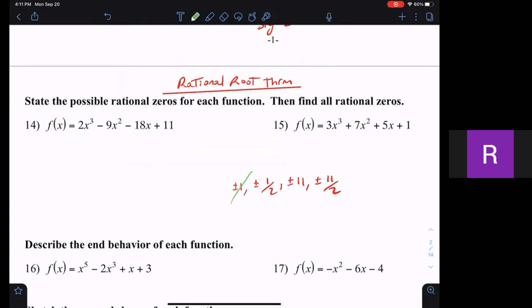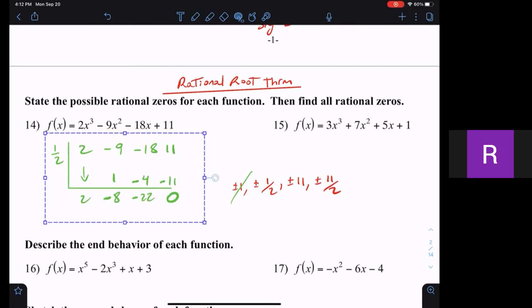So let's try 11. If we try 11, that's going to be painful, right? Let's try with synthetic division, okay? Let's try 11 or 1/2, right? 1/2 positive. So this is going to be 2, -9, -18, 11. So this is going to be 2. That's going to be 1. This is going to be -8. This is going to be -4. This is going to be -22. This is going to be -11. Yes, that's the answer.